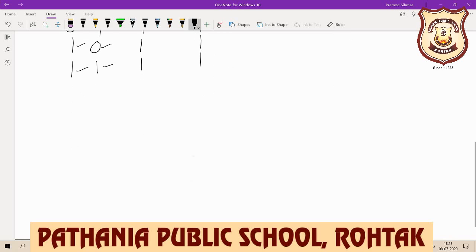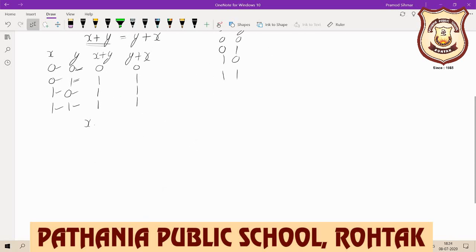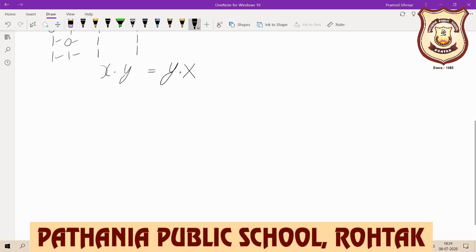And one more law is commutative law with the multiply sign. x multiply y is equal to y multiply x. Always x multiply y is equal to y multiply x.